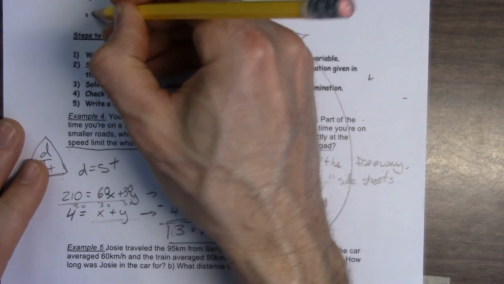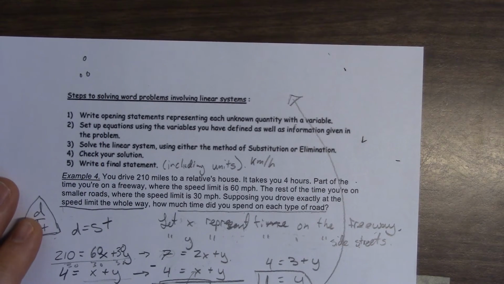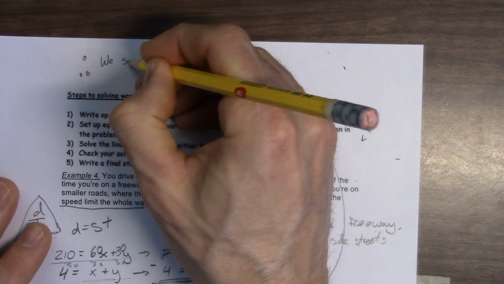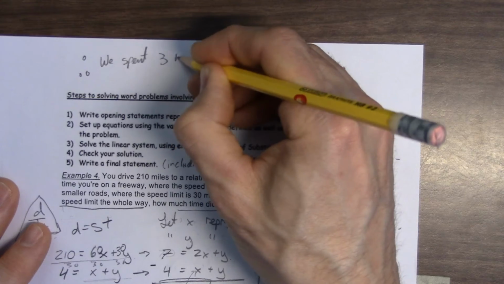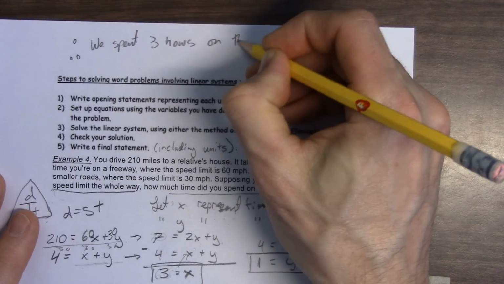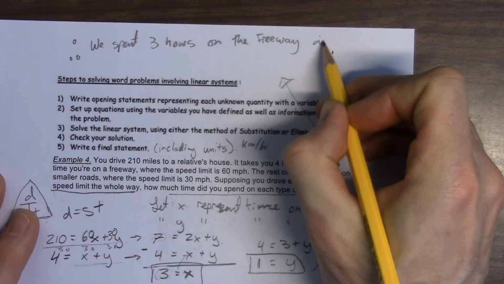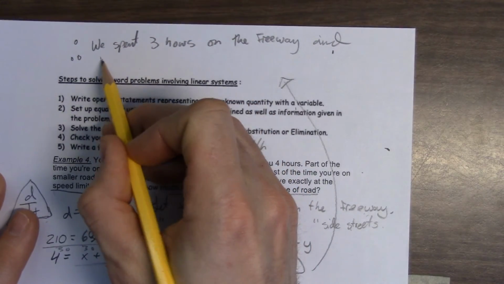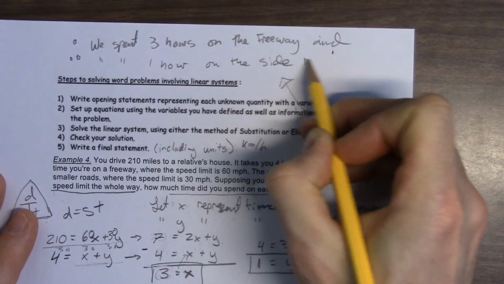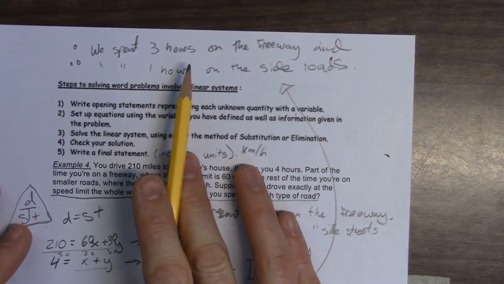So we'll write, therefore, I spent 3 hours on the freeway. Yep. And then you spend 1 hour on the side street. Beautiful. And notice how he put the units in right away. That's correct. It was hours.